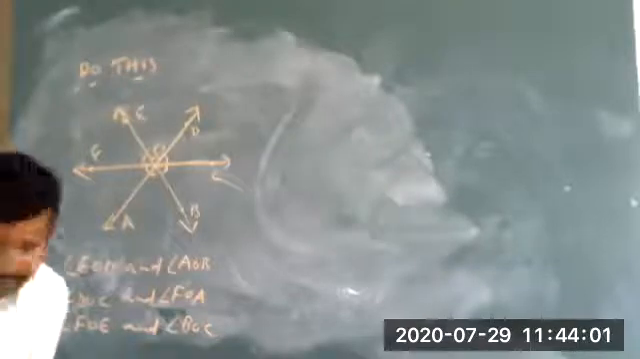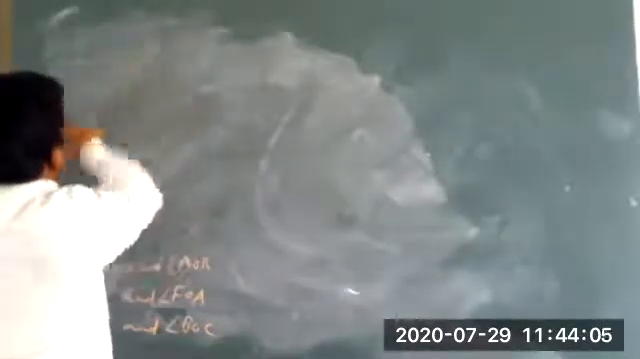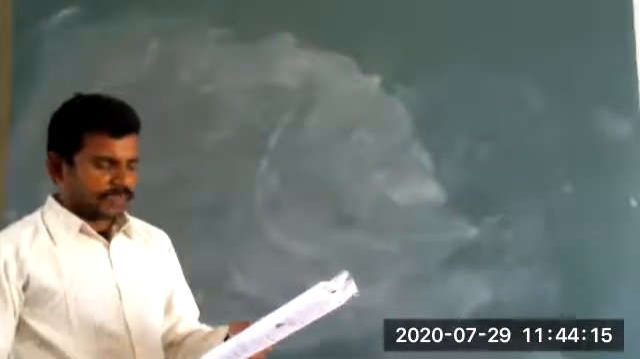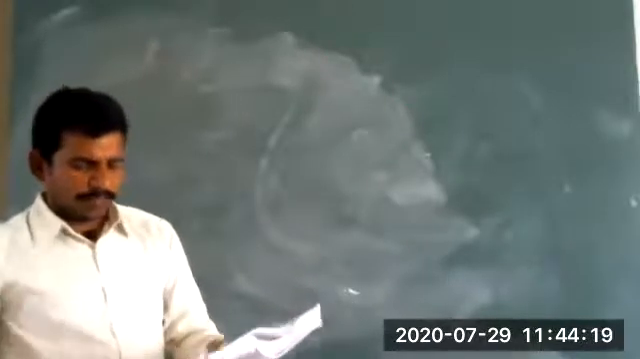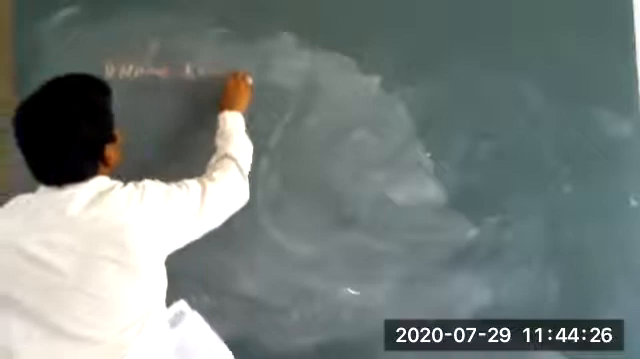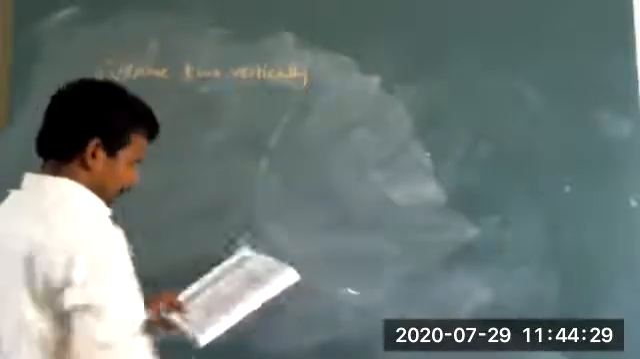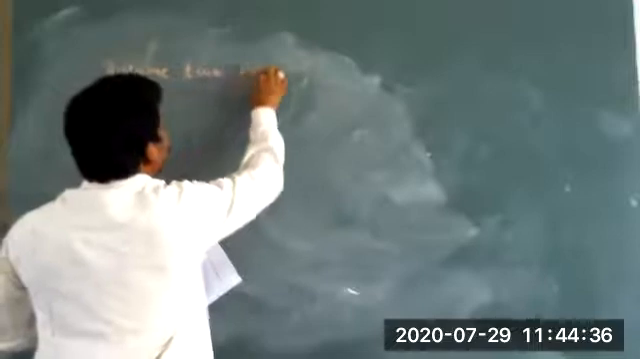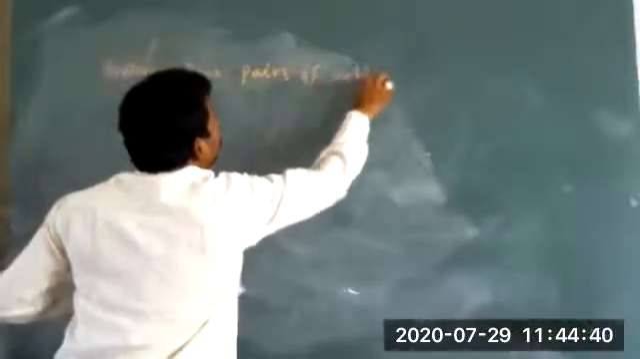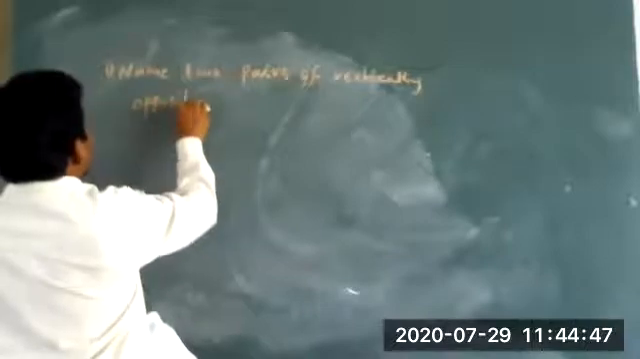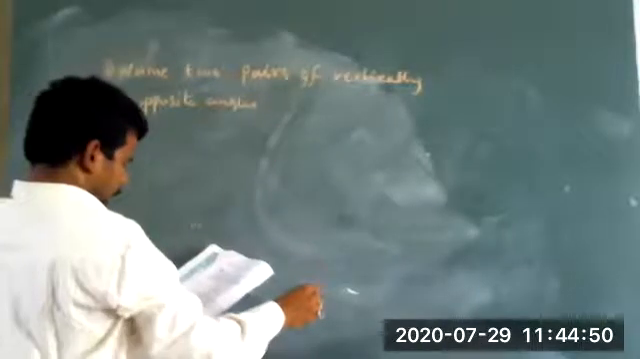Now we are going to take exercise 6. Name two pairs of vertically opposite angles in the figure.